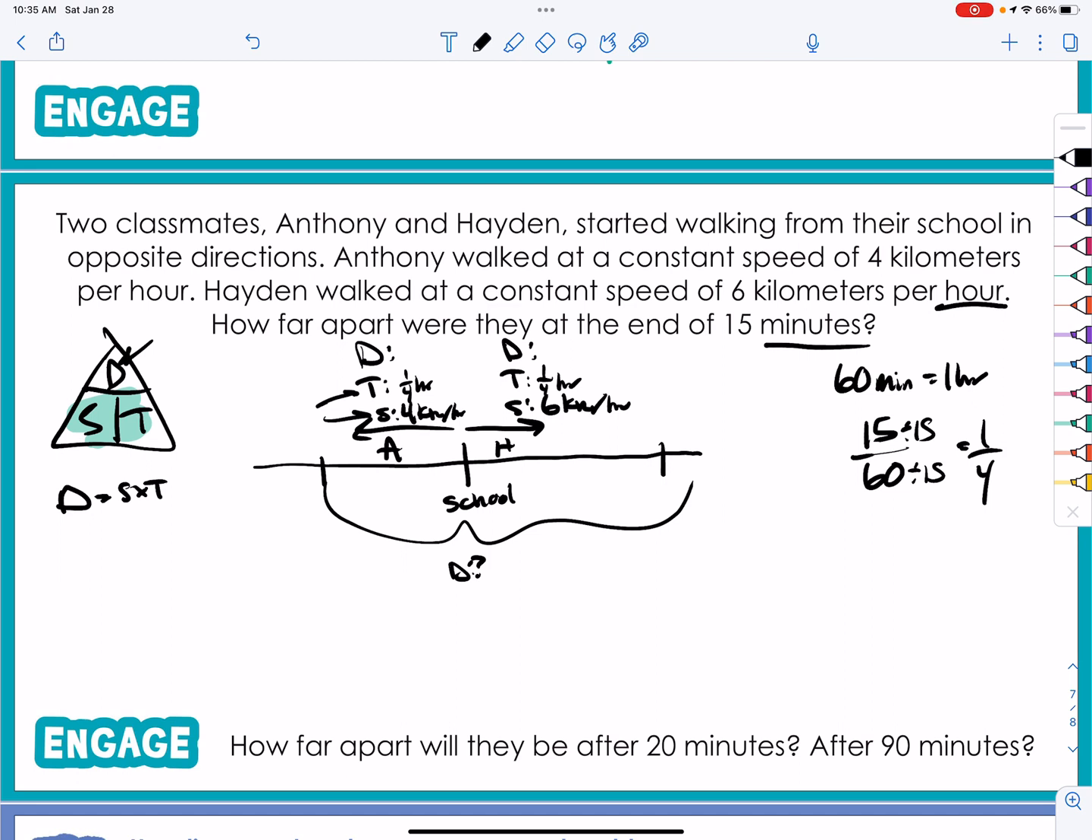So Anthony's distance is his speed of 4 times 1/4, and that is 1. So he travels 1 kilometer. So I'm going to write that one there. And you know what? I'll write it up here because why not?